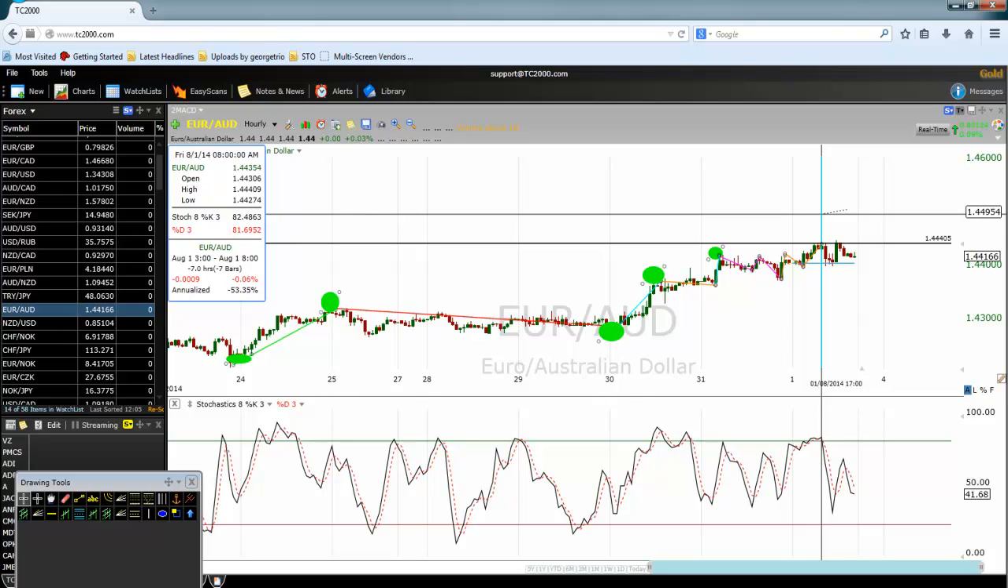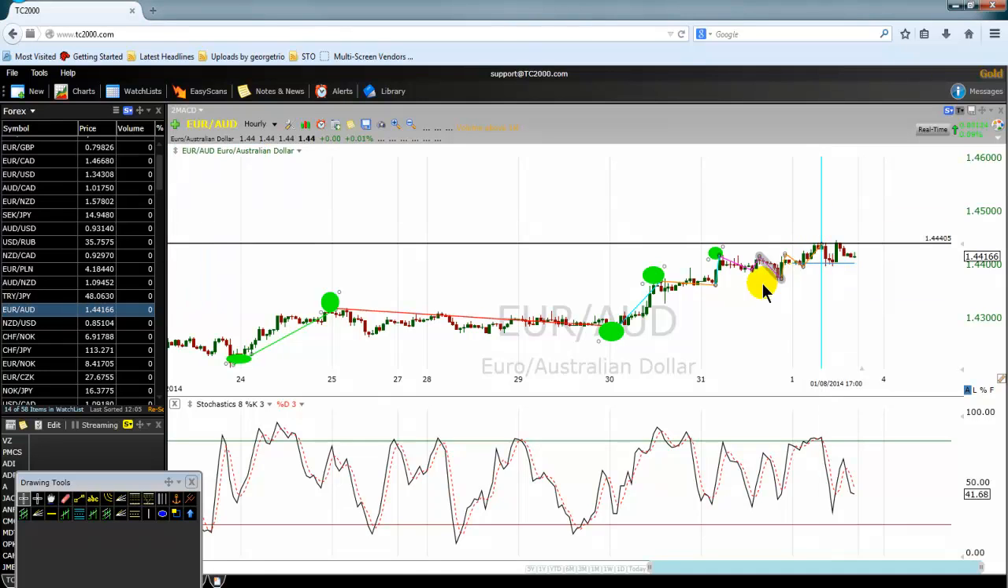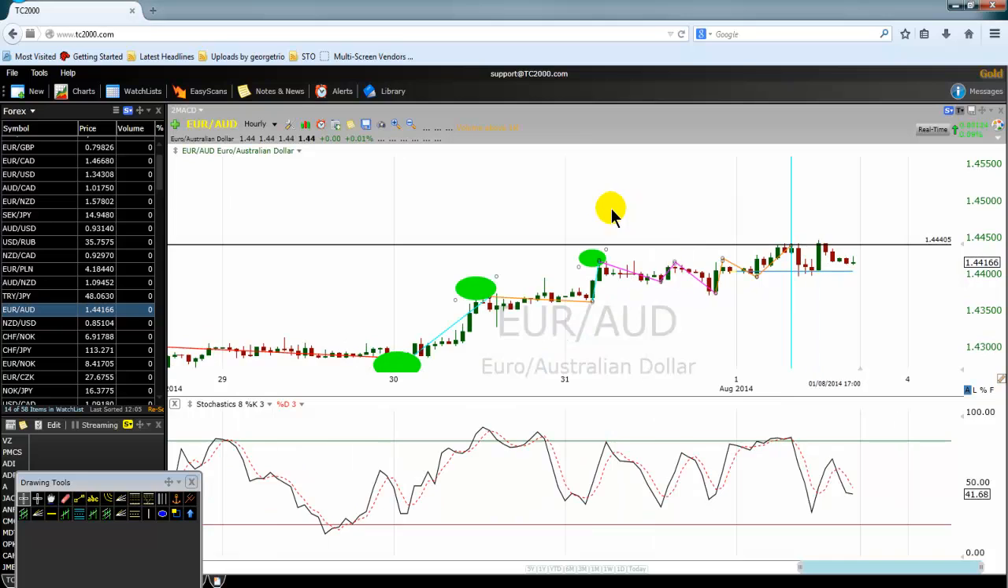That's it. 8 a.m. The first 8 is August 1st, 2014. The time is 0800, as you see on the top left-hand corner. So this is 30 minutes before the non-farm employment change is released. All right? 30 minutes before the non-farm employment change is released.